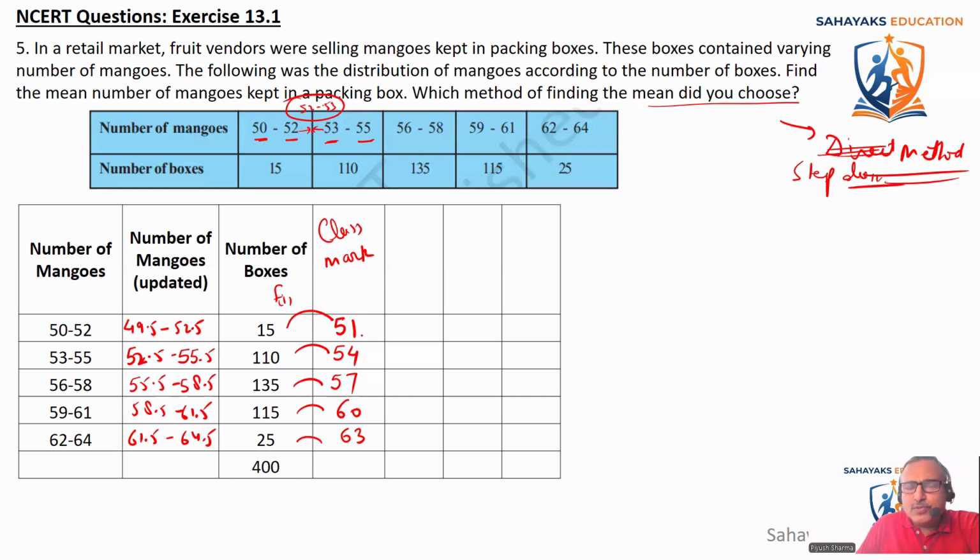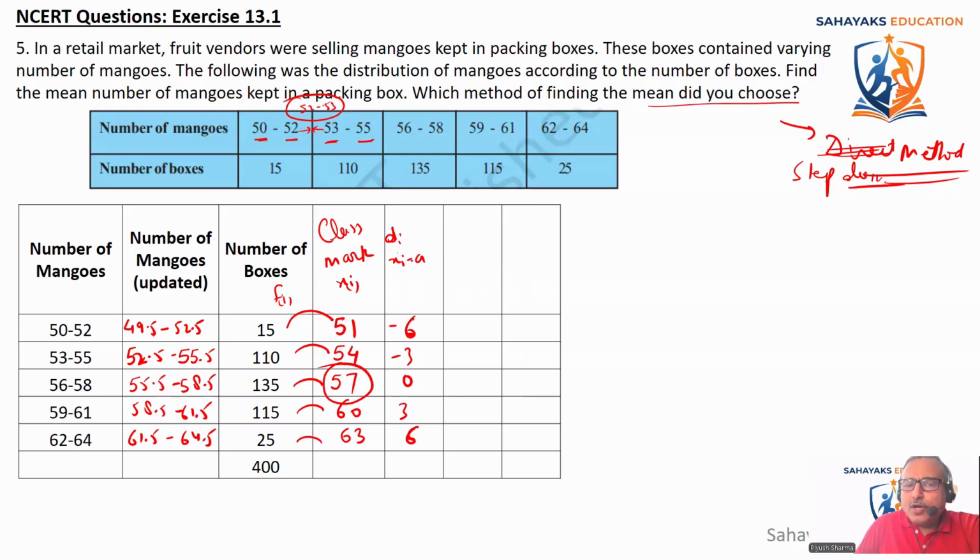Now, in the step deviation method, what are you going to do? First of all, we are going to find the deviation. I'll assume 57 is the mean, and then subtract it from xi. So deviation is equal to xi minus a. This is 51 minus 57, which comes out to be minus 6. 54 minus 57 comes out to minus 3, this comes out to be 0, this comes out to be 3, and this comes out to be 6.